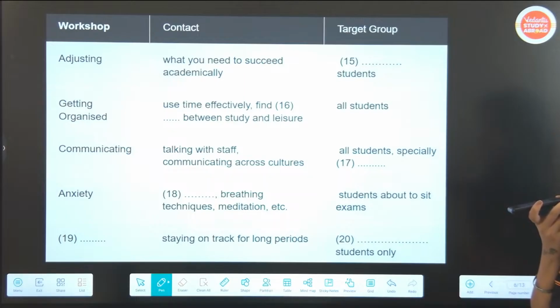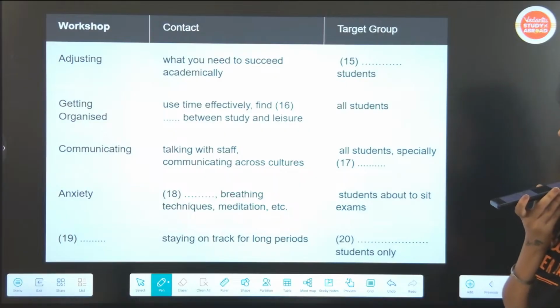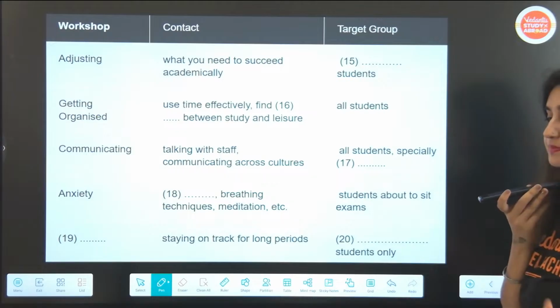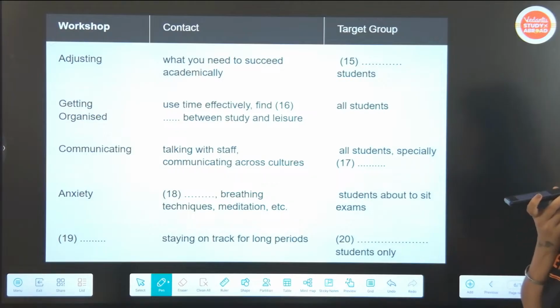The anxiety workshop is held later on in the year and deals with something you will all be familiar with: the nerves and anxiety that come when exams are approaching. Many students go through their entire academic careers suffering like this, but you don't have to. Come to this workshop and we'll teach you all about relaxation and how to breathe properly, as well as meditation and other strategies to remain calm. We've tailored this workshop to anyone who is going to sit exams.